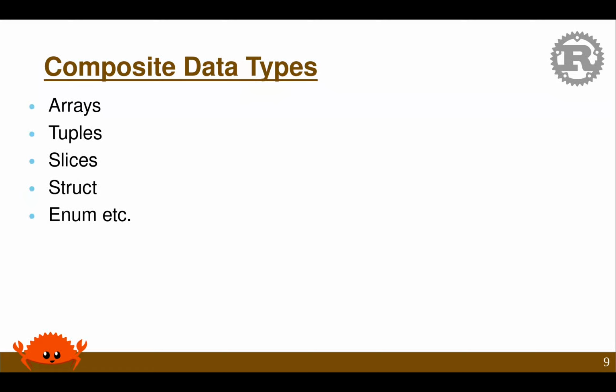The next composite type is struct. It's user-defined data structure that can hold multiple fields. You can take an example of a person. Person can have a name, age, address, and so on. This type of information can be represented using struct.